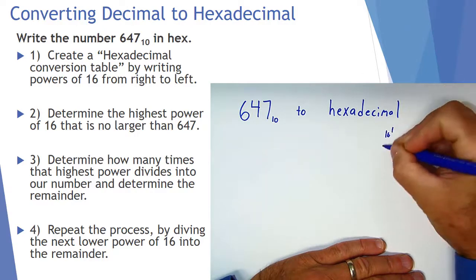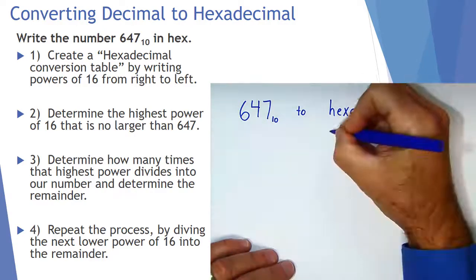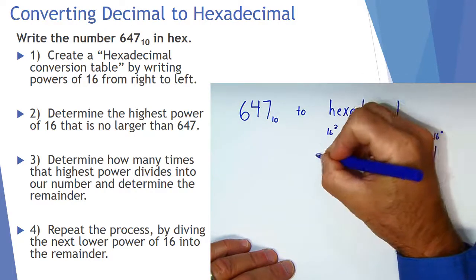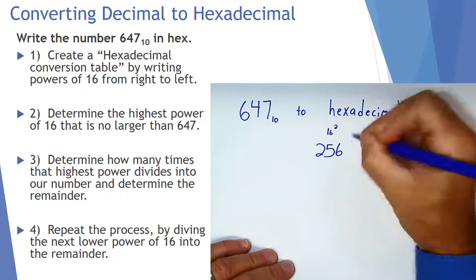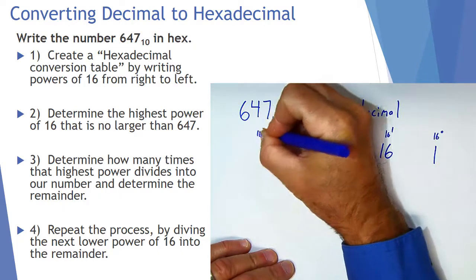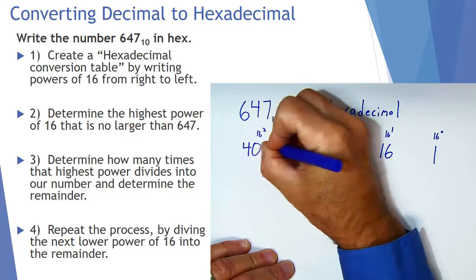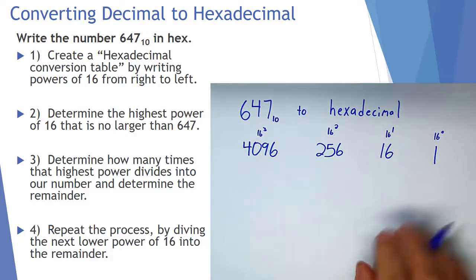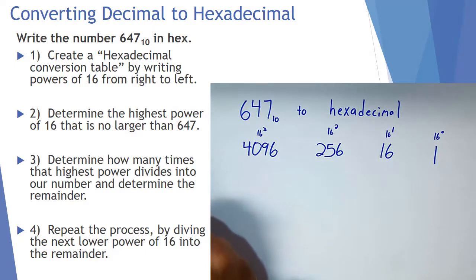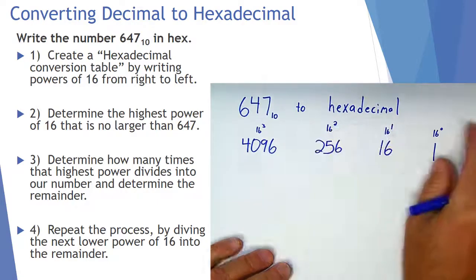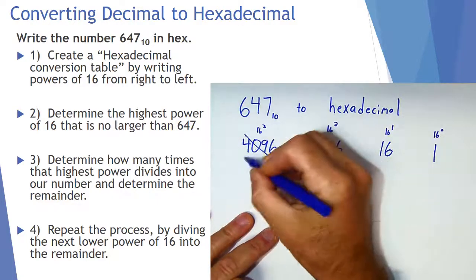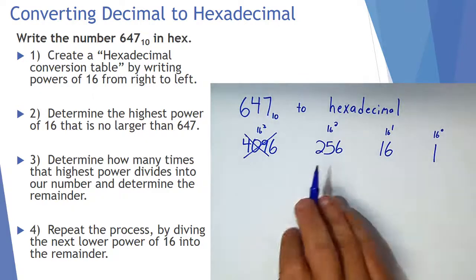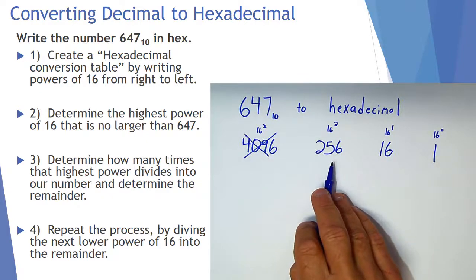16 to the first power, that's our 16's place. 16 squared is our 256 place. And 16 to the third power is 4096. Okay, so we created our conversion table that we're going to use here. Let's determine the highest power of 16 that is no bigger than 647. Well, 4096 is definitely way too big, so we're not going to use that spot. We are going to use 256.